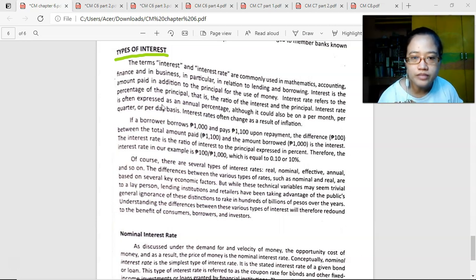Okay? So, meron siya example dito. If a borrower borrows 1,000 and pays 1,100 upon repayment, yung difference na 100 between the total amount paid, 1,100, and the amount borrowed, 1,000, is the interest. So, yung rate nun, edi 100 over the principal na 1,000. So, 10%. Okay? 0.10 in decimal form or 10%.